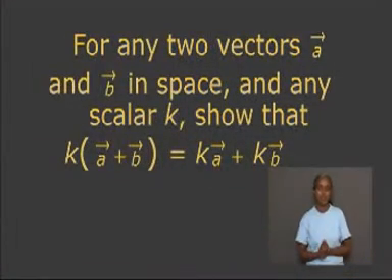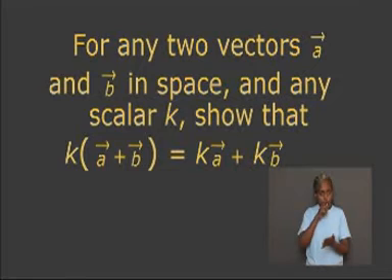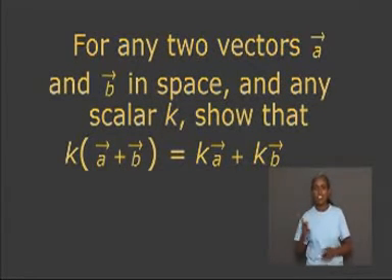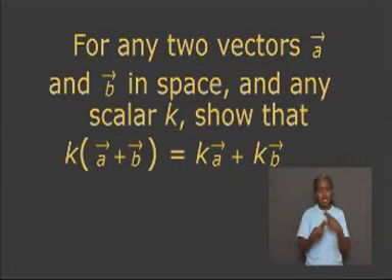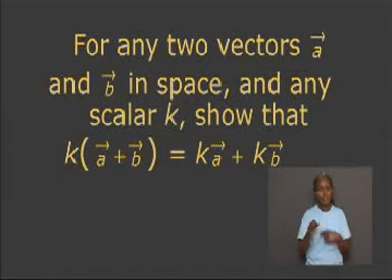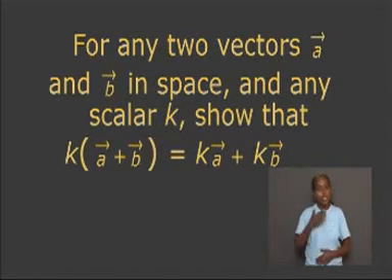It is time for another activity, students. I would like you to work through this concept for yourselves. Please prove that if we multiply the sum of any two vectors in space by any scalar, the product will be the sum of each of the vectors times the scalar. Please go ahead.